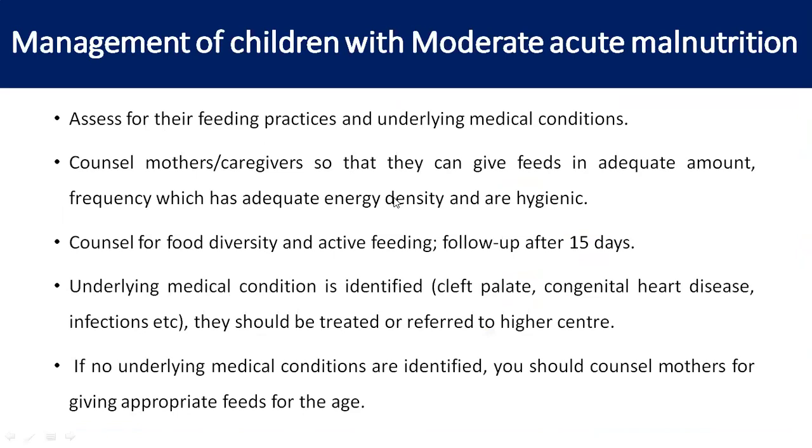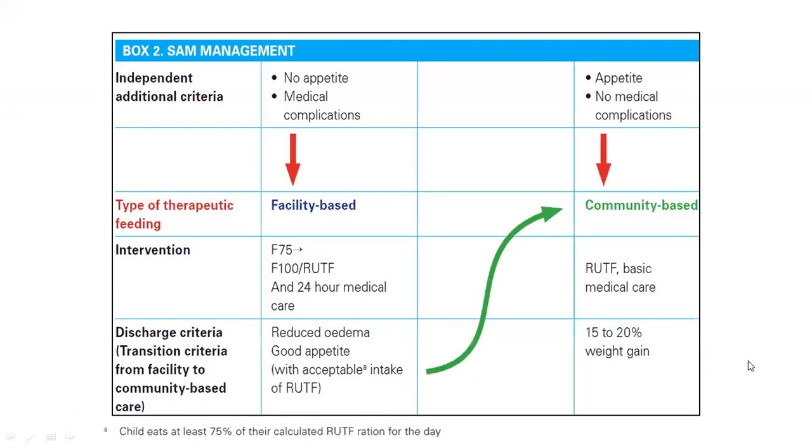How to manage a patient with moderate acute malnutrition? One has to assess their feeding practices and underlying medical conditions. One needs to counsel the mother or caregiver so that they can give feeds in adequate amount and frequency, with adequate energy density, and that are hygienic. Counsel for food diversity and active feeding, and follow up after 15 days. Underlying medical conditions are to be identified, like cleft palate, congenital heart disease, infections, etc. They should be treated or referred to a higher center. And if there are no underlying medical conditions, one should counsel the mother for feeding.